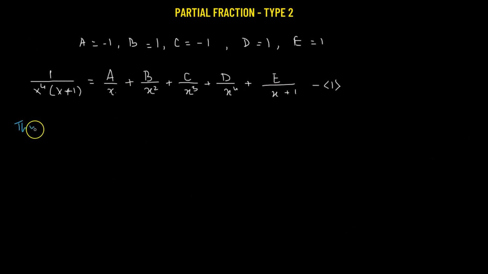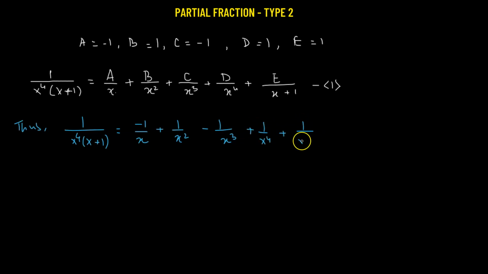Therefore, the final value, we have 1 over x raised to the power of 4 multiplied by x plus 1. So this will become negative 1 over x plus b value is 1, so we have positive 1 over x squared. c value is negative 1, with negative 1 over x cubed, plus d value is 1, so 1 over x raised to the power of 4, plus e, which is 1, divided by x plus 1. So this is going to be the required partial fractions of the original rational fraction.